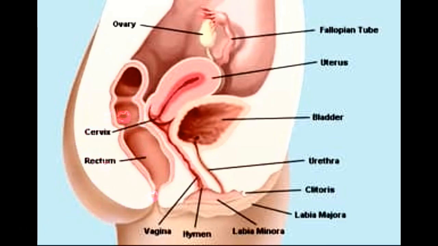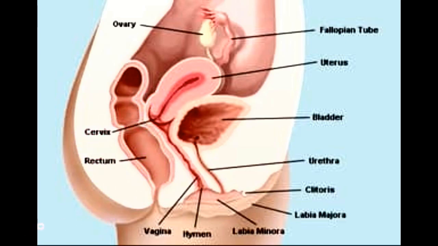Luteal phase of the menstrual cycle. The luteal phase of the menstrual cycle begins right after ovulation and involves the following processes. Once it releases its egg, the empty follicle develops into a new structure called the corpus luteum. The corpus luteum secretes the hormone progesterone. Progesterone prepares the uterus for a fertilized egg to implant.